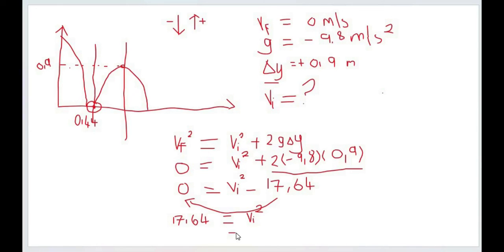To do that, you can introduce a square root on both sides. If you introduce a square root on VI squared, it's just going to be VI, and on this side you're going to have plus or minus a certain value. And that value, if you put it in a calculator, I think it's going to be plus or minus 4.2.